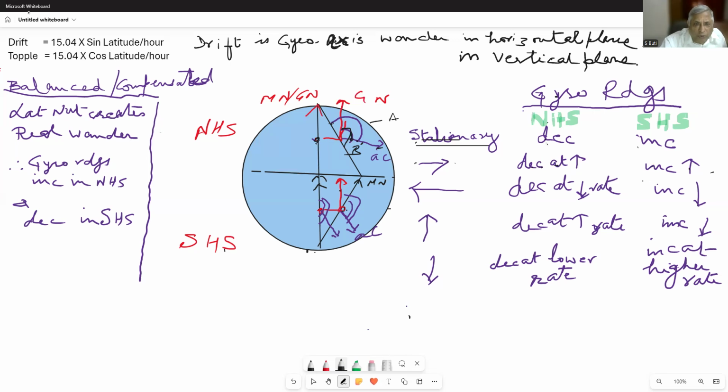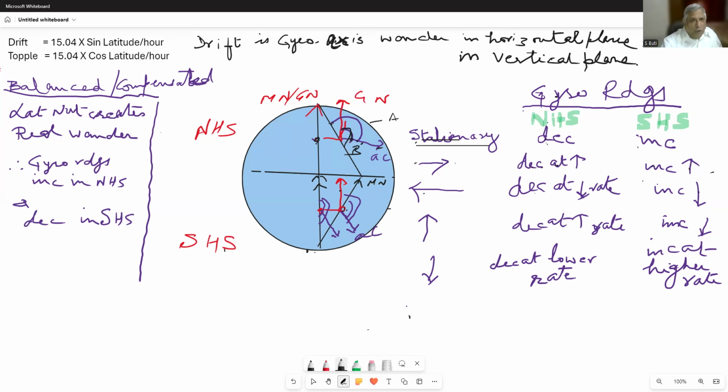If the aircraft is moving west, gyro readings will decrease, but at a lesser rate. You are traveling west, but the meridian is traveling east. So gyro readings will decrease, but at a lower rate. And in the southern hemisphere, they will increase, but at a lower rate.